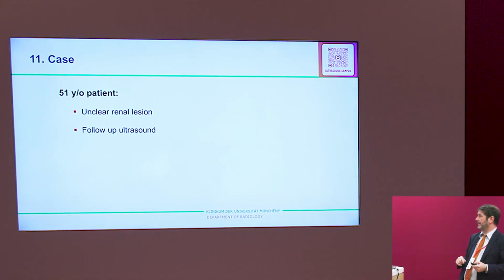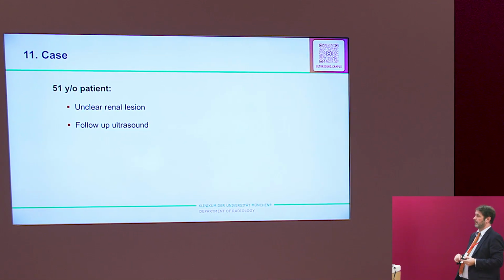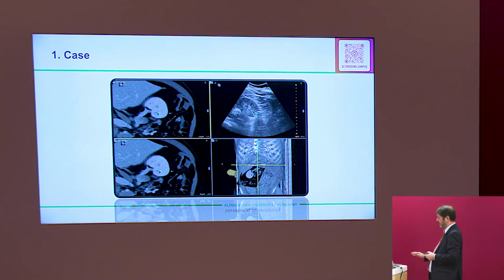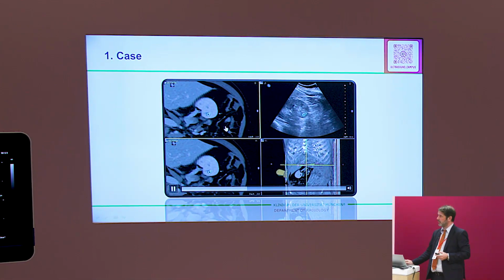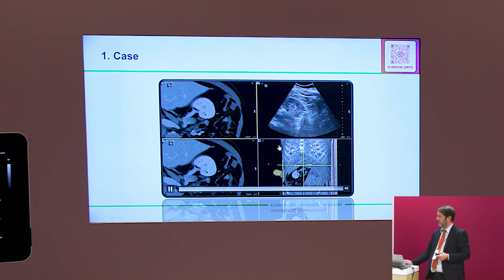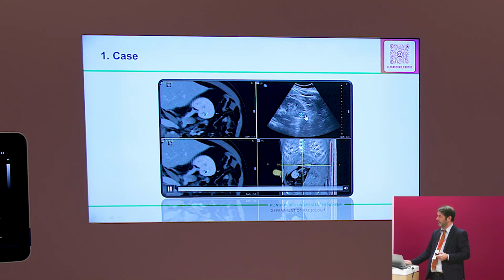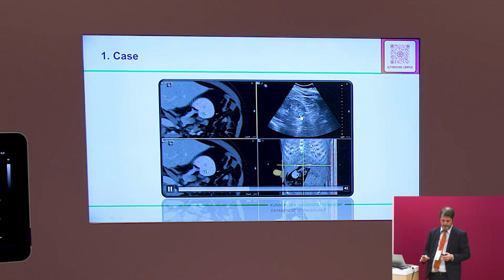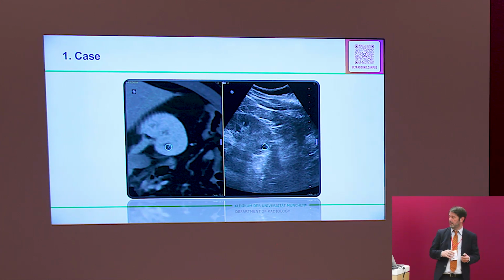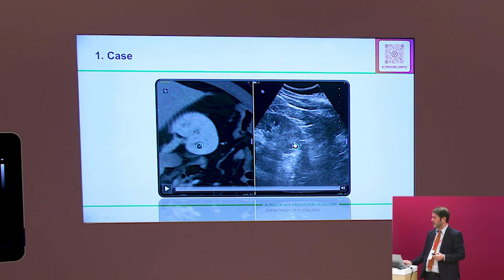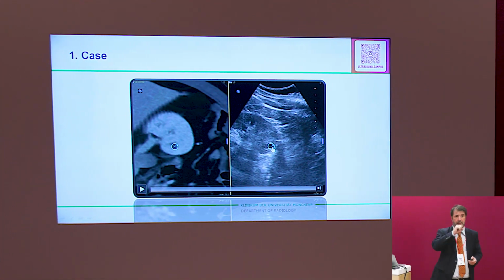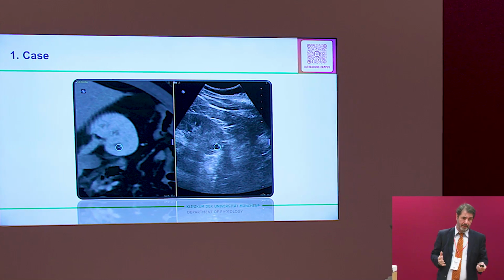A patient with an unclear renal lesion comes for a follow-up examination. You see there's a very tiny lesion detected in CT, and this marker is transferred to the ultrasound image. There it is. In the next step, we just magnify it. What color is it? It's black. That's good. It tells you it's probably liquid.